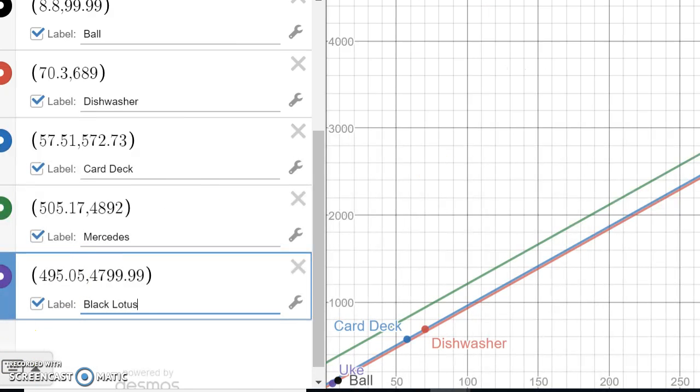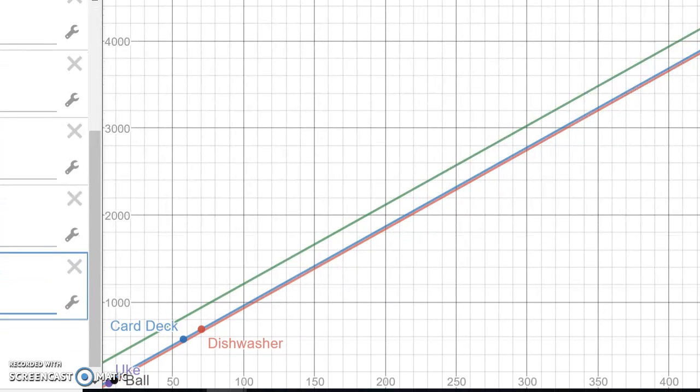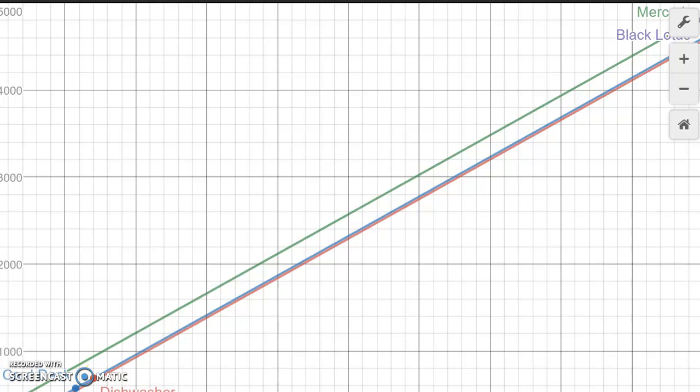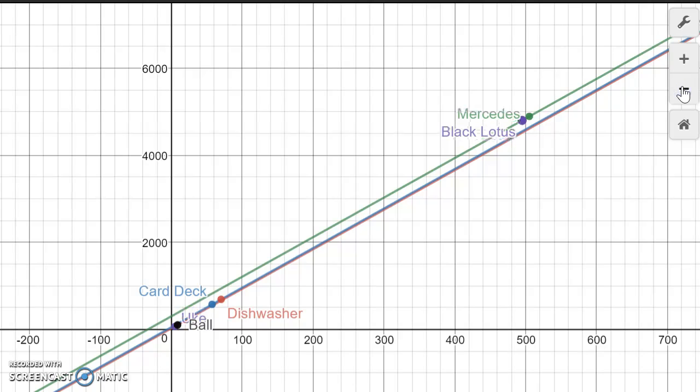All right, our graph. Let's see if we can find the points I just entered. There's the ukulele and the ball, the card deck, and the dishwasher, and then way up here is the Mercedes and the Black Lotus. So one thing I'm noticing, I'm going to copy and paste this. I'm going to do a screenshot, and I'm going to paste it right into our project, but I can't really read Mercedes or Black Lotus. Let's just zoom out one time, and that looks beautiful. That is the best project ever. Let's go ahead and screenshot it.